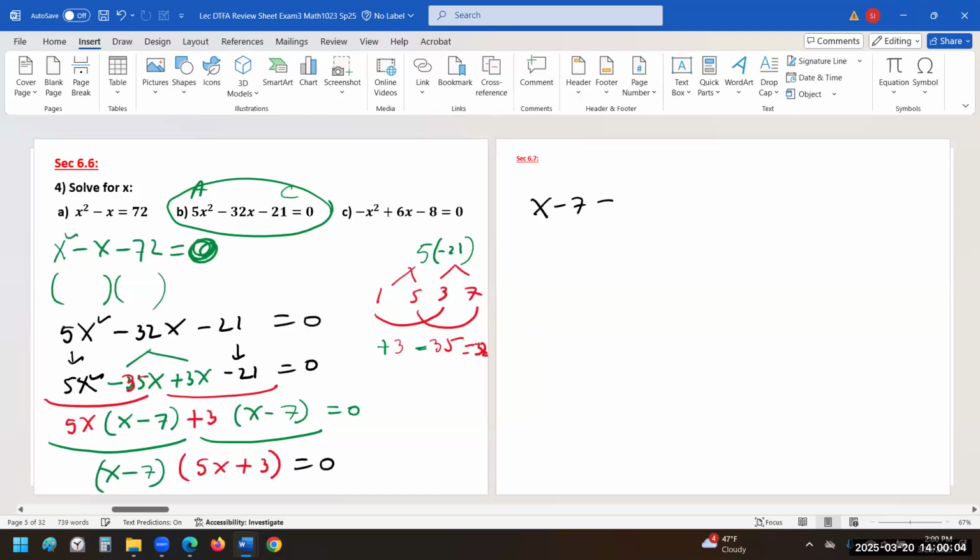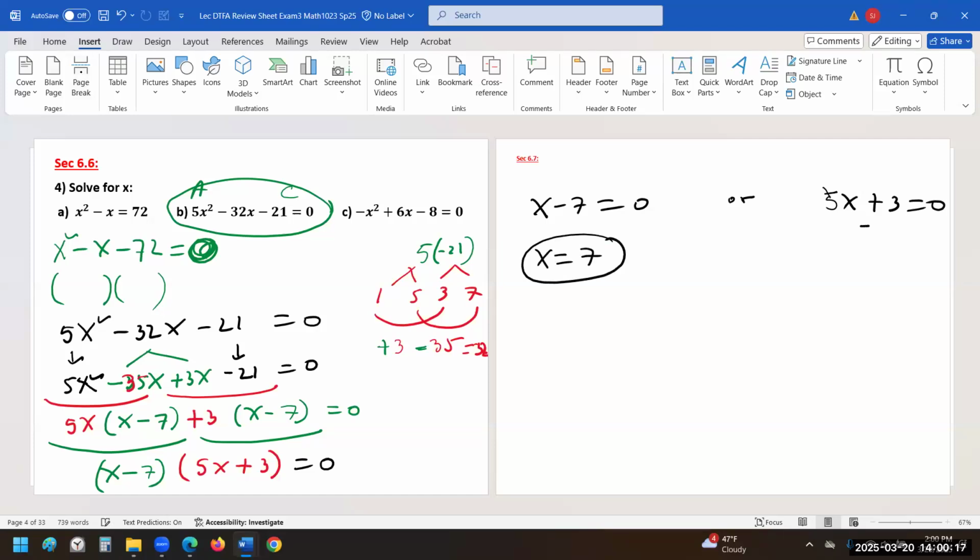So x minus 7 is 0, or 5x plus 3 is 0. And then you solve. You get 7, you subtract 3, and then divide by 5. I'm doing it in a rush, but you have to do it step by step. So you get 2 solutions. This is what you do for solving. One of the solving questions will be like that.